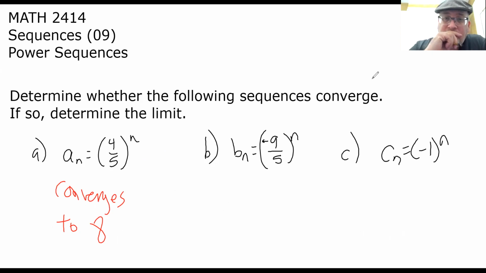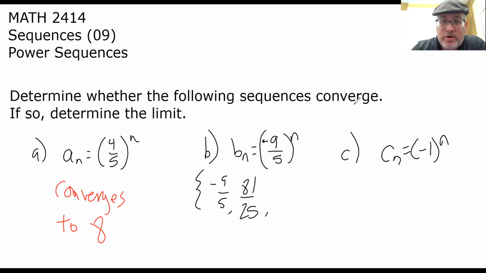What about B? Negative 9/5 to the nth power. Well, let's think about this not in terms of cranking out a sequence, but in terms of what's happening to the values every time we multiply by negative 9/5. First off, multiplying by a negative is going to cause alternating signs. When we put in n equals 1, we get negative 9/5. When we put in n equals 2, we get 81/25. When we put in n equals 3, we'll get negative 729/125, and so on and so forth. So these guys are oscillating in terms of signs, they're alternating.